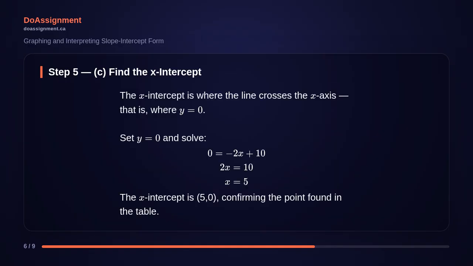To find the x-intercept, we set y equal to 0 and solve. Starting with 0 equals negative 2x plus 10, we add 2x to both sides to get 2x equals 10, then divide both sides by 2 to get x equals 5. So the x-intercept is the point 5, 0, which matches our table.